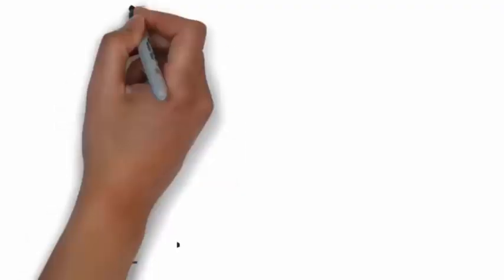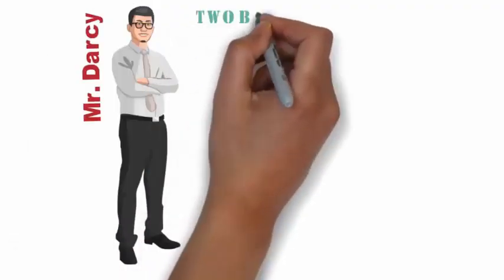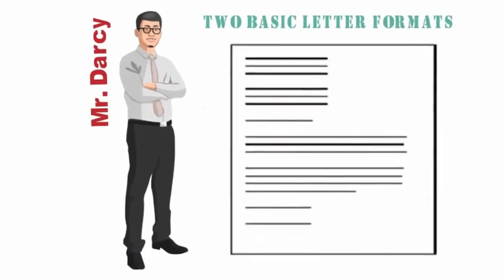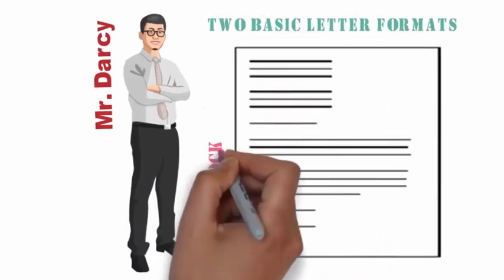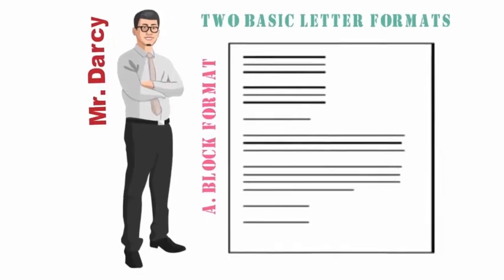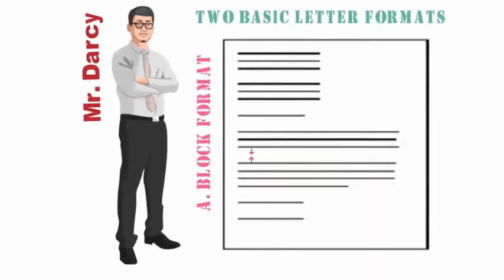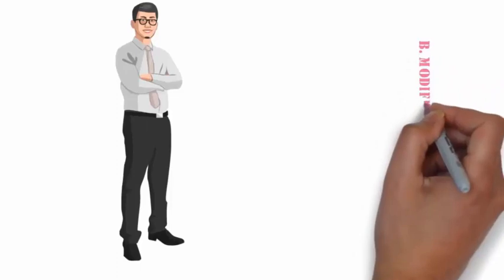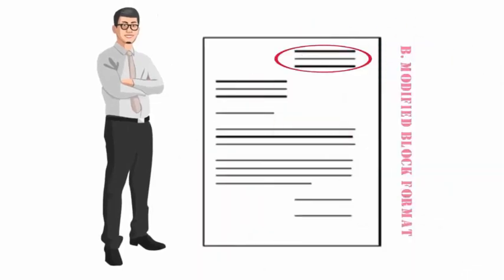There are two basic formats that Mr. Darcy may follow for composing the letter: block format and modified block format. In block format, the entire letter is left aligned and justified. Double spacing is between paragraphs, but the text is generally single-spaced. Modified block format is almost the same as block format. The only exception is that the date and closing are placed on the right.